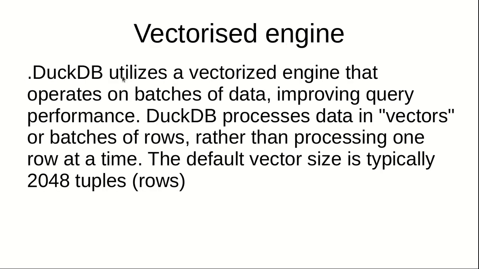Vectorized engine. DuckDB utilizes a vectorized engine that operates on batches of data, improving query performance. DuckDB processes data in vectors or batches of rows rather than one row at a time. The default vector size is typically 2048 tuples. So that is the power of DuckDB, and nowadays multinational companies where a database is required are using DuckDB.